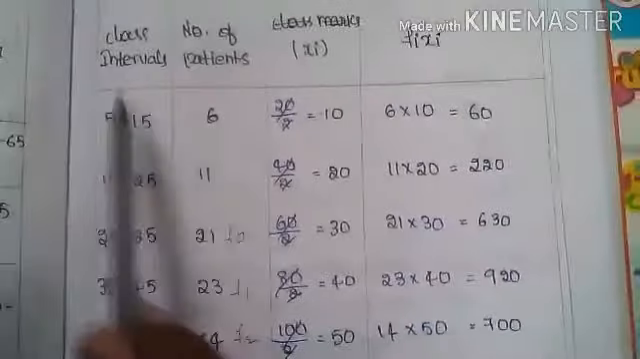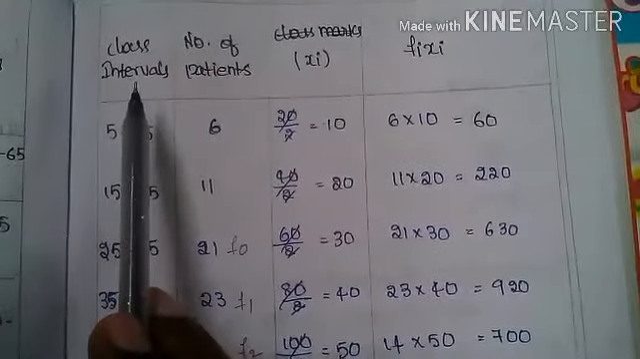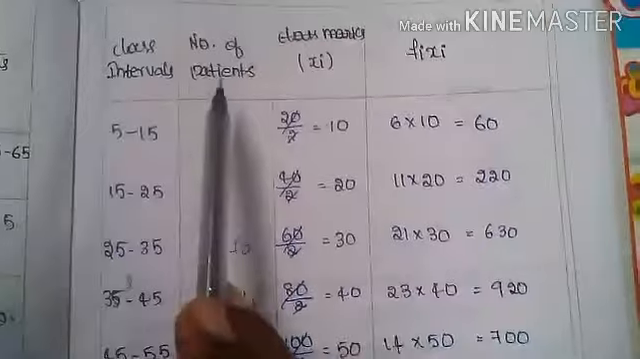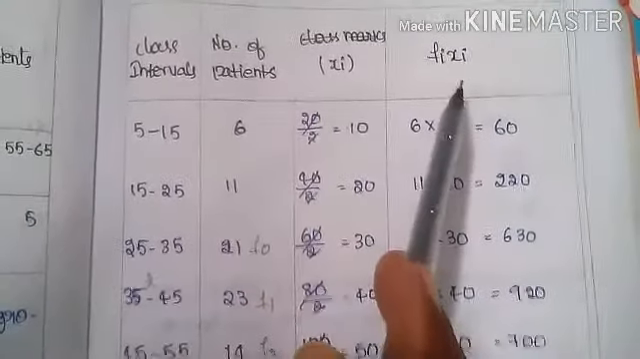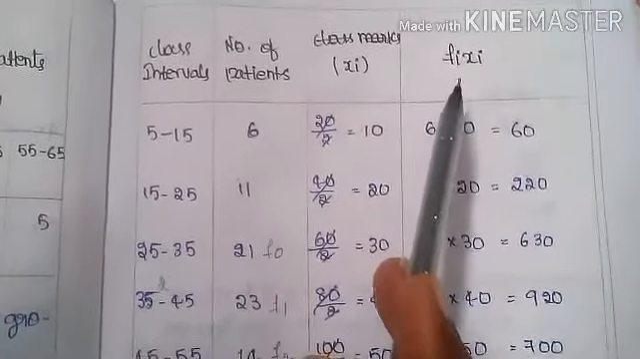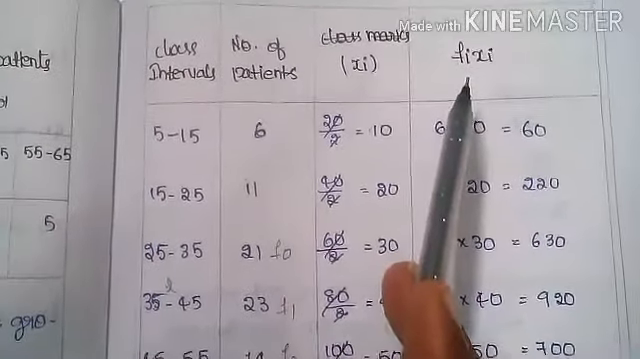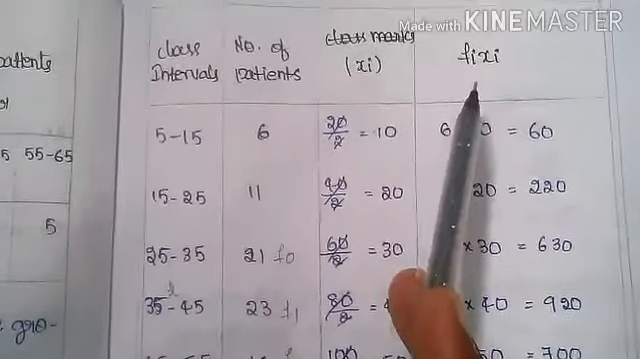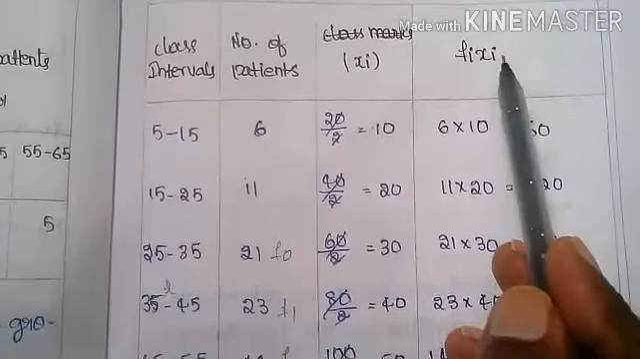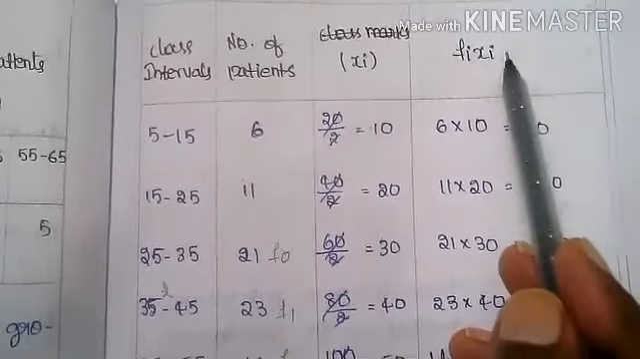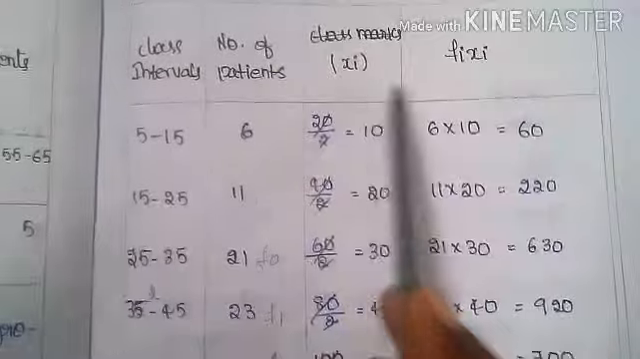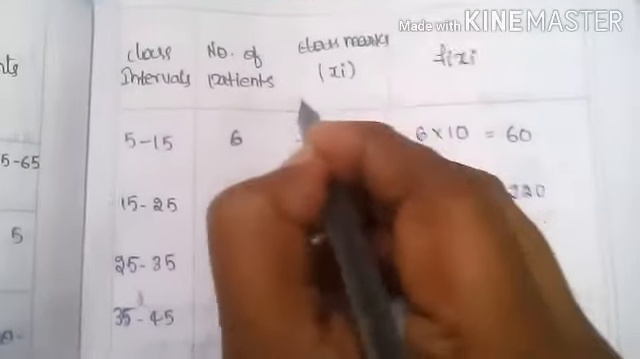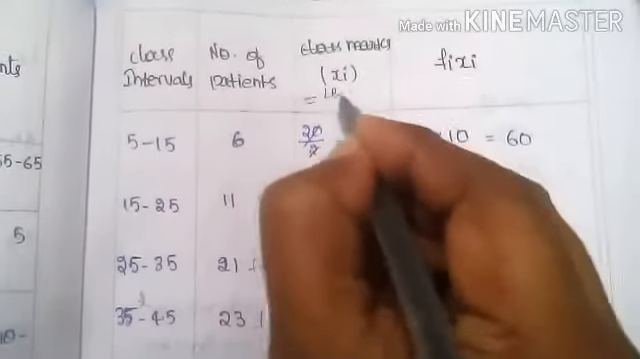So I am taking the normal mean method instead of the step deviation method or the assumed mean method. It is a tedious job to calculate like this. Why? Because we need to calculate the mode also. So I take the normal mean method. So class interval, number of patients, x of i means lower boundary plus upper boundary by 2.